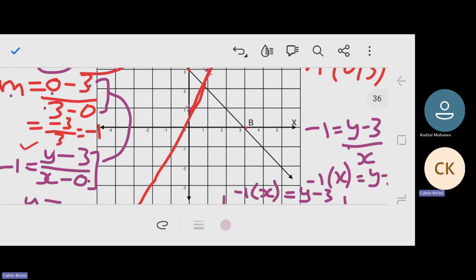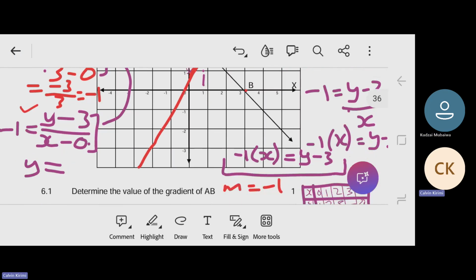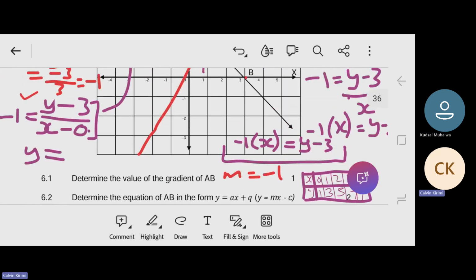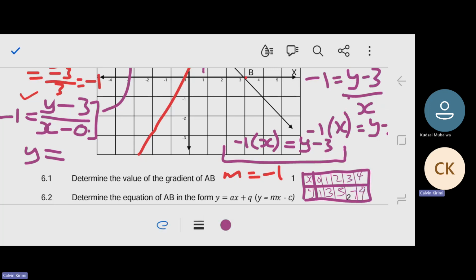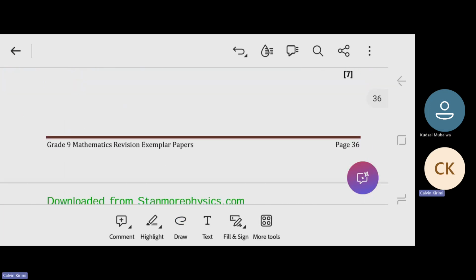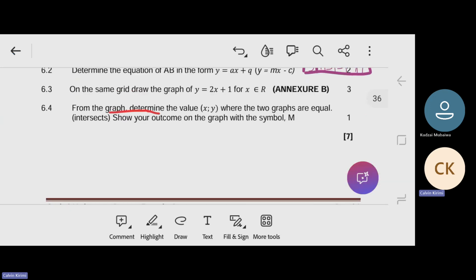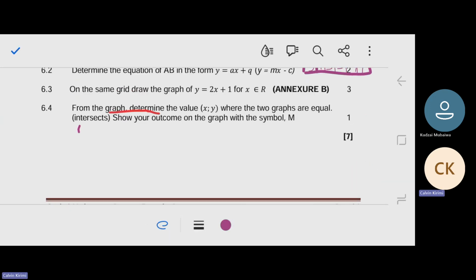But let's verify with the calculation. The first equation of the line which we calculated was y is equals to negative x plus 3. Then the other equation was y is equals to 2x plus 1. So where these equations meet, their y values are the same.